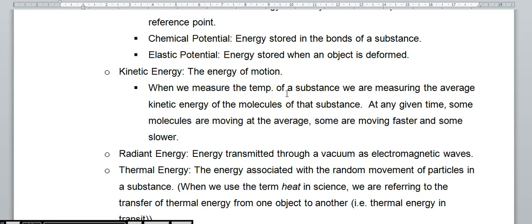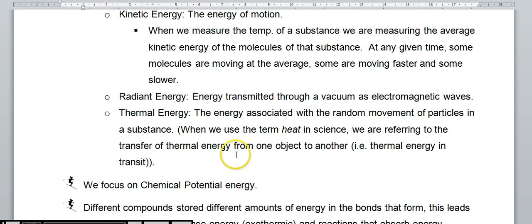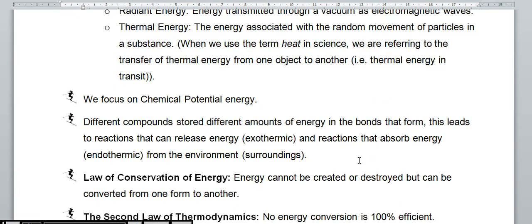So when temperature changes, then we're changing the kinetic, or the motion, the speed at which the particles are moving. And then not so much radiant, but thermal energy. And in the case of heat, heat is the transfer of thermal energy from one object to another, or thermal energy in transit. And so we're going to be talking about heat and thermal energy is what our focus will be on.